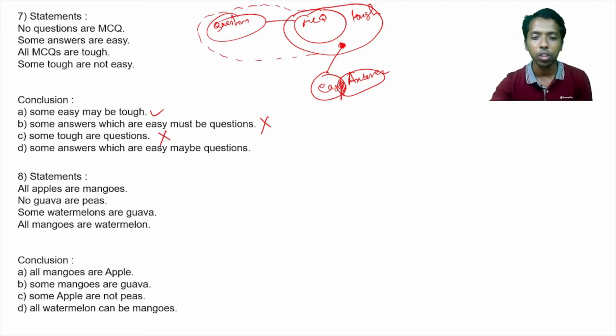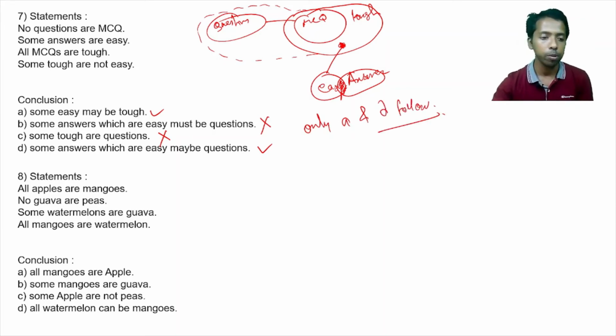Some answers which are easy may be questioned. Now it's saying "maybe." Earlier it was saying some answers which are easy must be questioned. No, "must be" is not definitely true. But some answers which are easy may be questioned is a possible case. In possibility it's true. So only A and D follow, right? Moving to next.